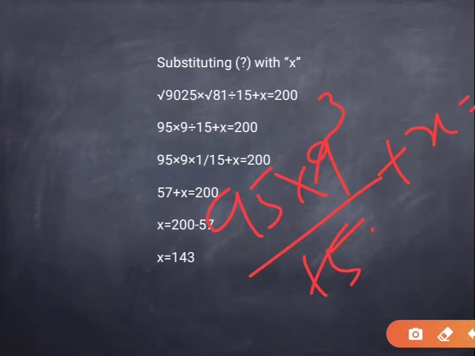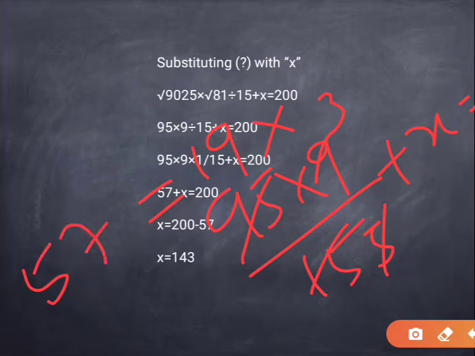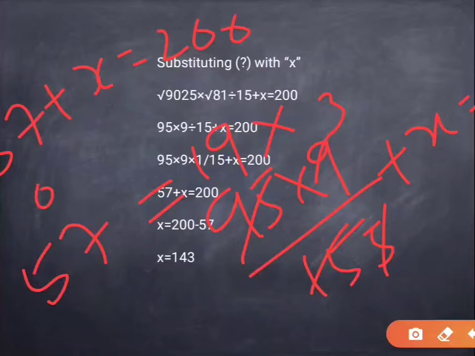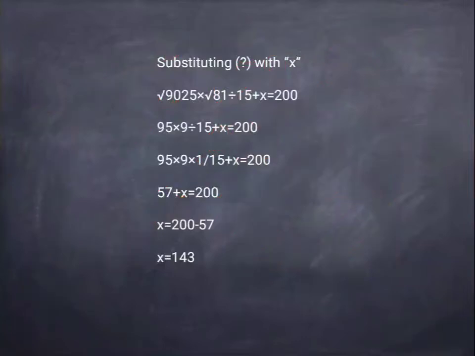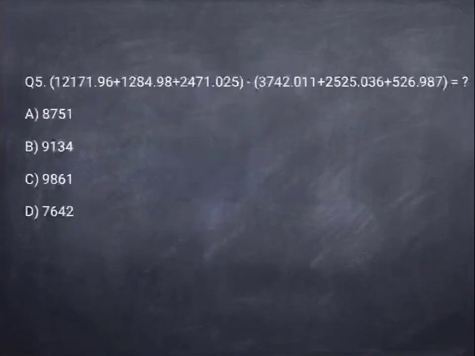and this becomes 3, 5, and this 19. So 19 into 3 is 57. Therefore 57 plus x is equal to 200, or x is equal to 200 minus 57, that is 143. So let's go to the fifth question.